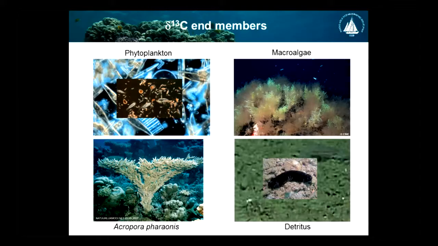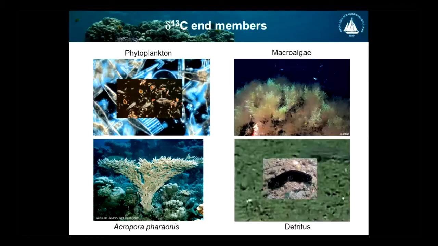And so the first thing we needed to do really was to be able to characterize the isotopic composition of the important end members at the base of those carbon food webs. The 4 carbon end members that we chose to look at were phytoplankton, macroalgae, acroporid corals, and detritus. And for detritus, it's actually kind of tricky to get a sample that you might classify as detritus, but we use sea cucumbers in this case.